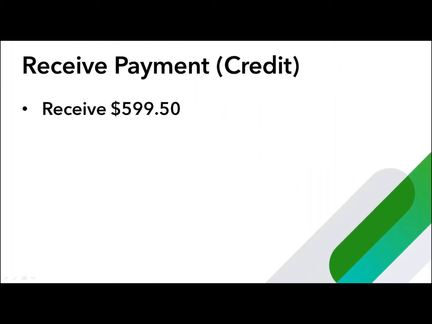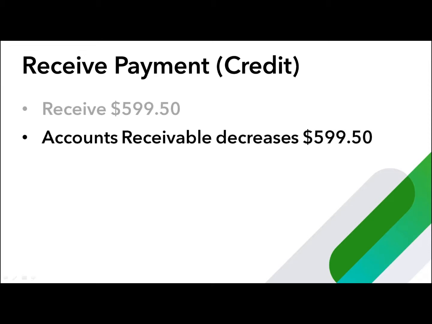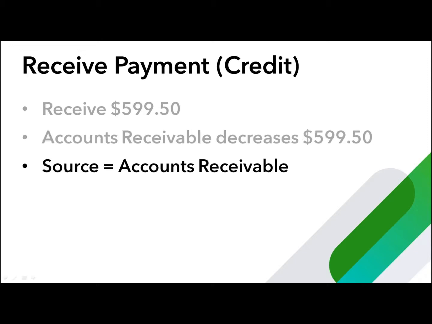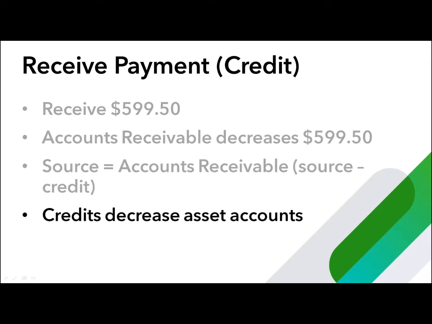Remember, you received $599.50. Your customer no longer owes you this money, so accounts receivable decreases by $599.50. That means the money is coming from accounts receivable. That's the source. Sources are usually credits. Credits decrease asset accounts. Draw a T to represent the accounts receivable account. Remember, you are decreasing the asset, so you credit the account. Enter the amount on the right side.